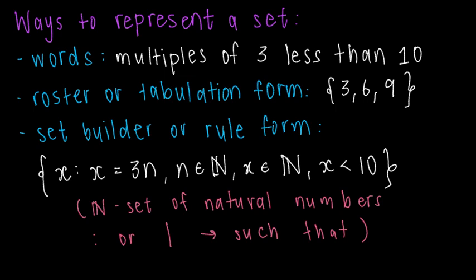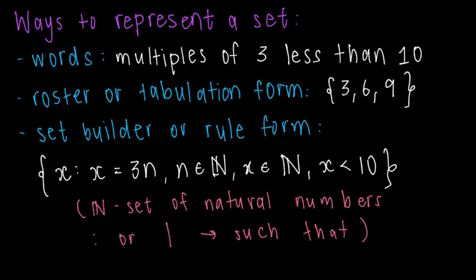Next, here are some ways to represent sets. First, we can state them in words, for example, multiples of 3 less than 10. Next is the roster or tabulation form, in which we list out all the elements as we have done here. Pay attention to the curly brackets, which is how we always represent sets.